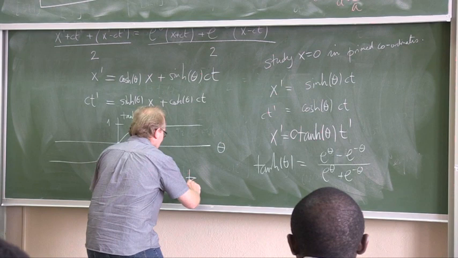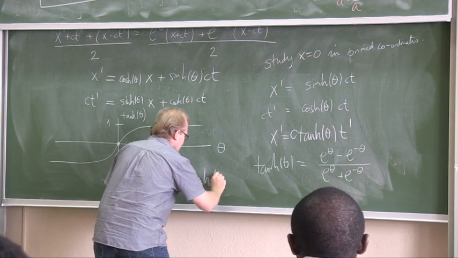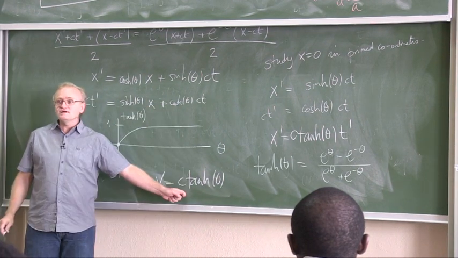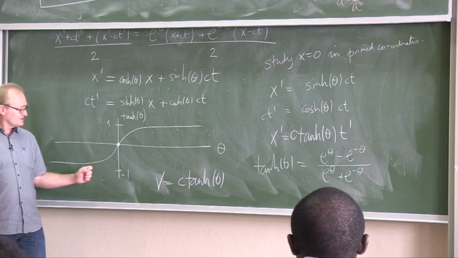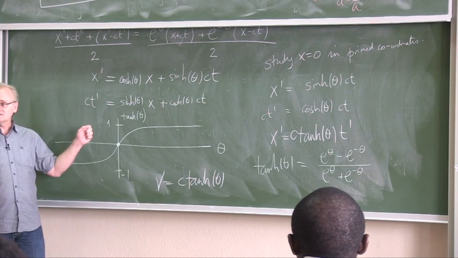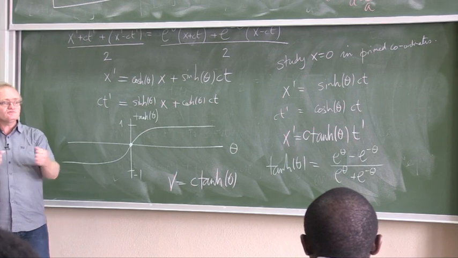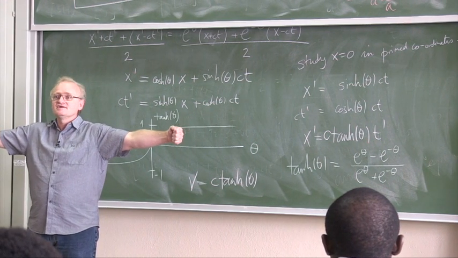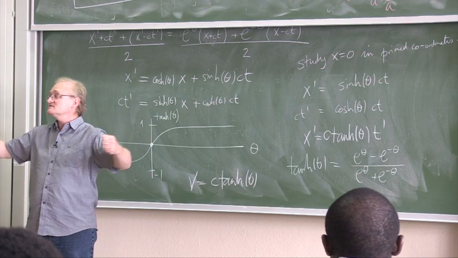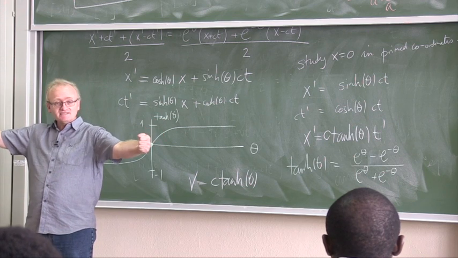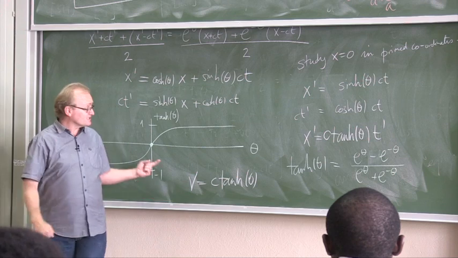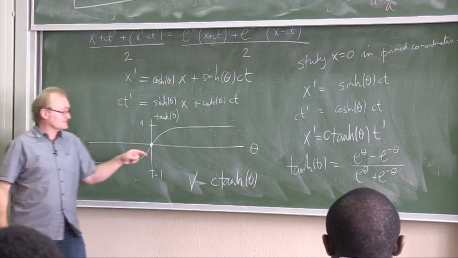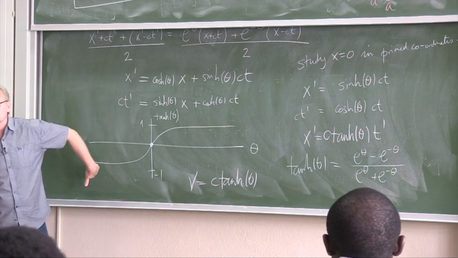is equal to c tan theta. Where does the velocity lie between? Minus c and c. So the two frames can't be related by an arbitrary velocity. The biggest velocity the two frames can be related by has to be less than the speed of light. And you can tend towards the speed of light, but you can never get to the speed of light.